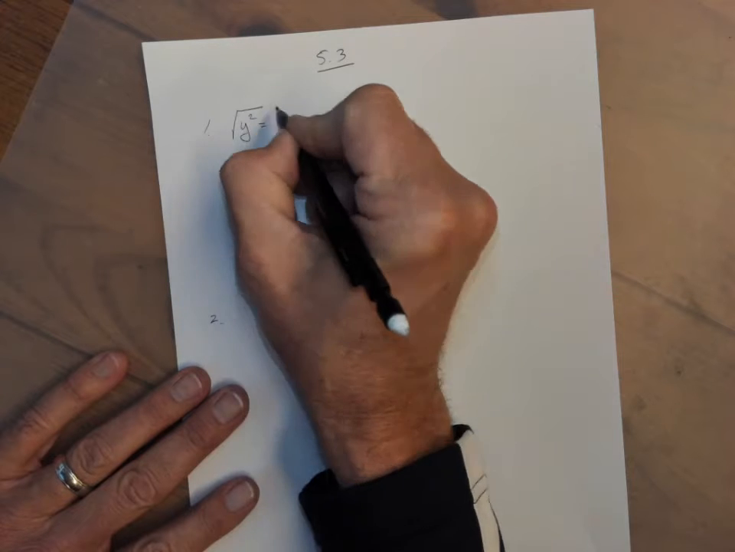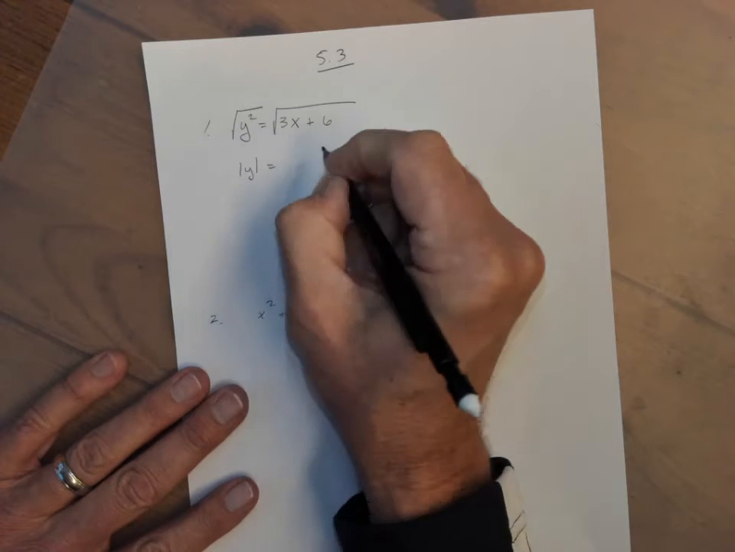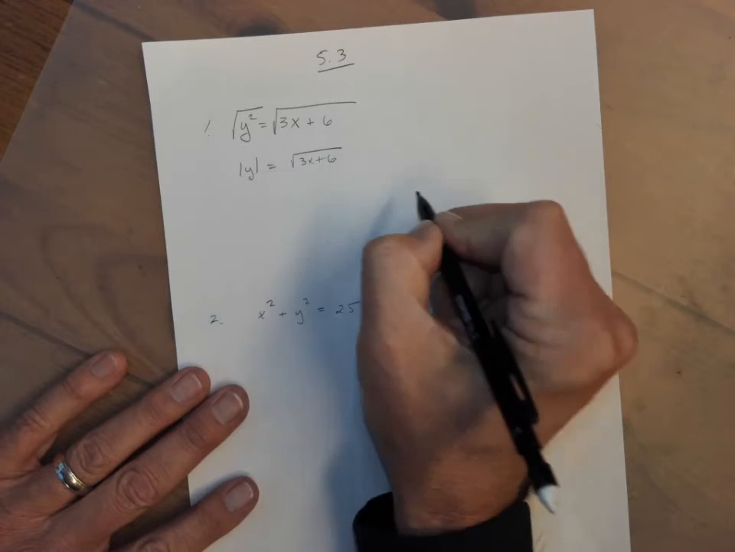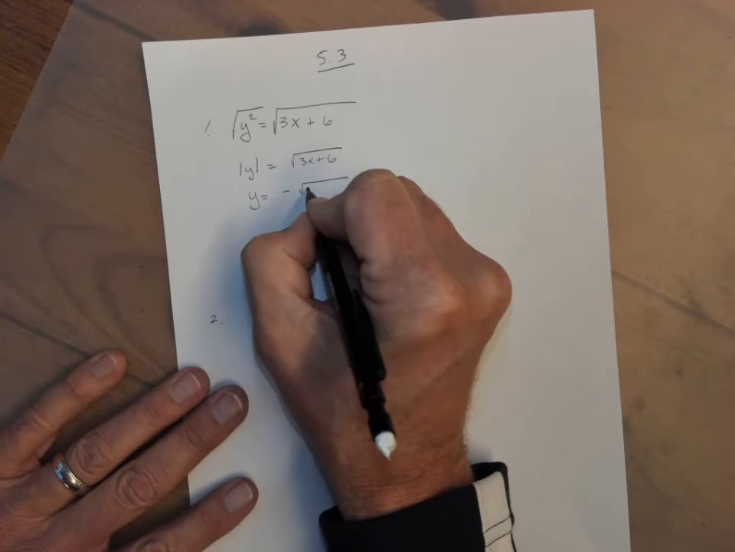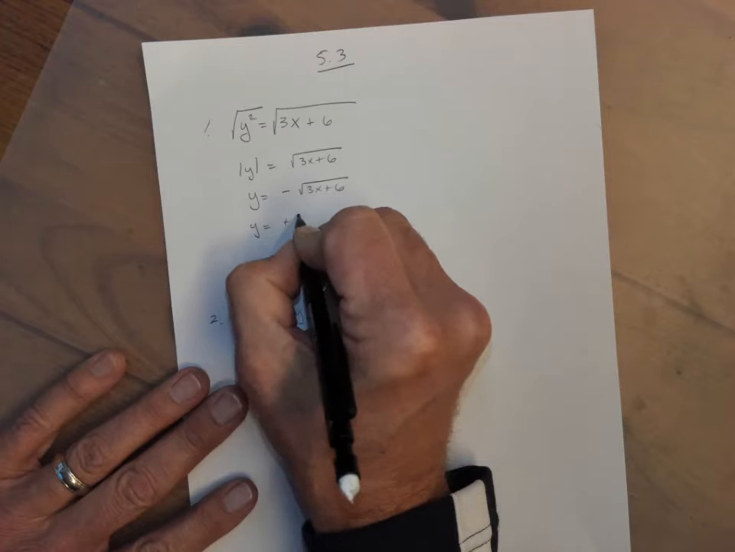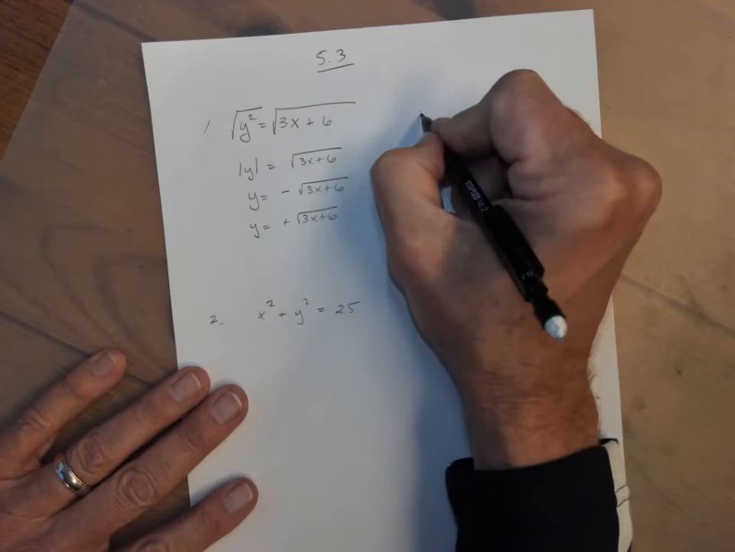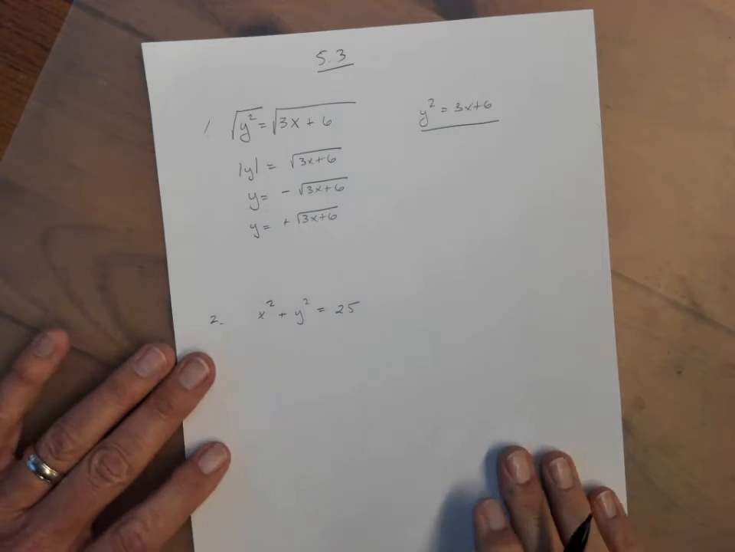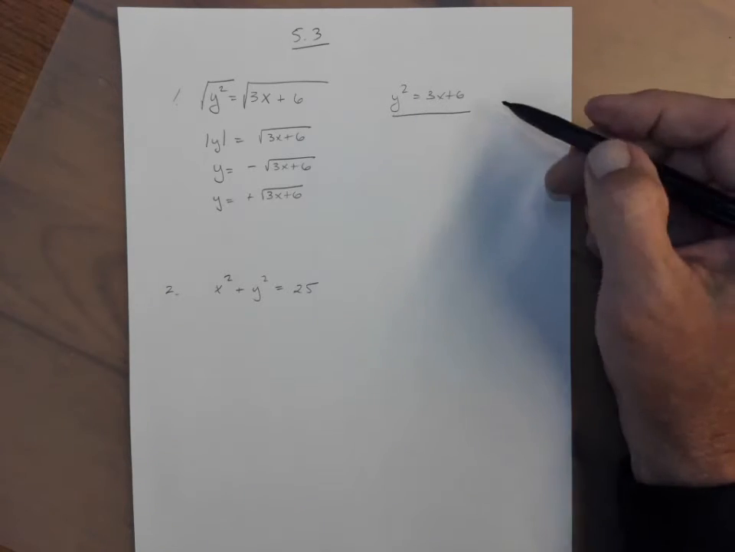So we're going to take the square root of both sides, and recall that gives us the absolute value of y. And now we have the square root of 3x plus 6. So really what we have is two functions: y equals the negative and y equals the positive. We know the original equation, which I'll write again over here, is a sideways parabola, and it's going to open up to the right, in the positive direction.